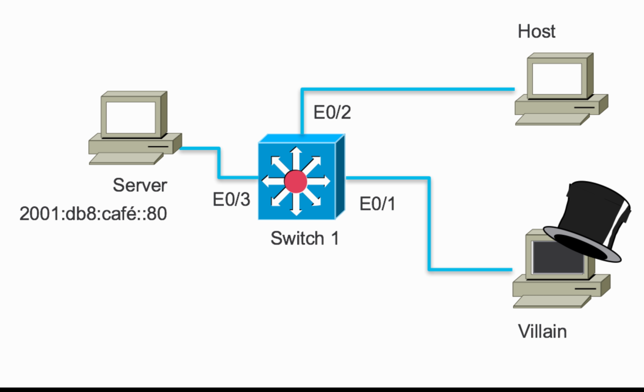On this very simple device tracking demonstration, we are using a server having an address of 2001:DB8:CAFE::80 connected to a switch where a normal host, which will be the victim, is connected as well as the villain. In order to prevent IPv6 address stealing by fooling with neighbor solicitation and neighbor advertisement, on the switch we will configure device tracking.